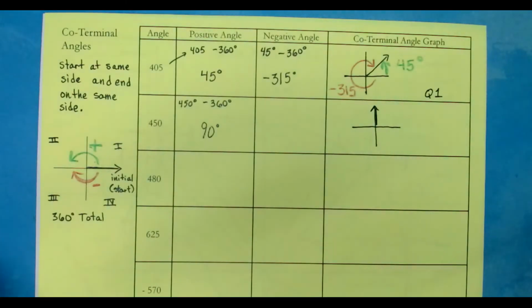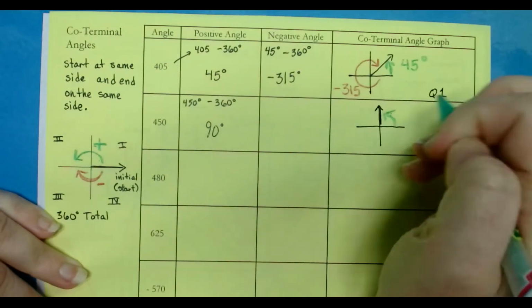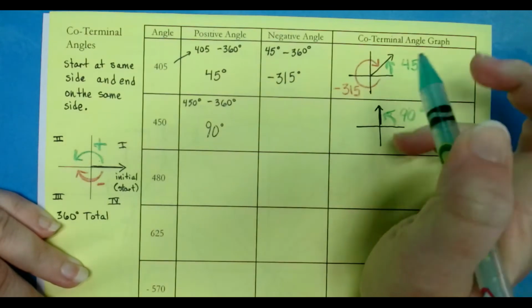Okay, well that's a little trickier. Is that in a particular quadrant? No, that's actually between two quadrants. So we're not going to label that with a quadrant.